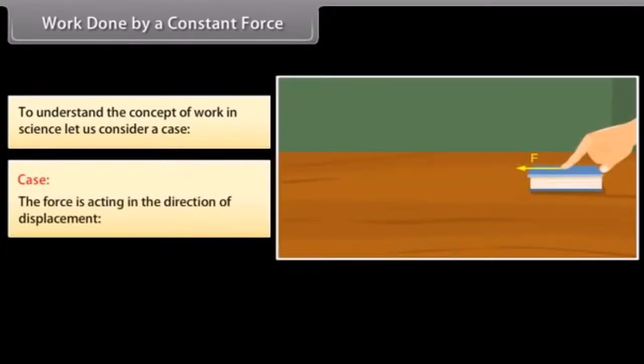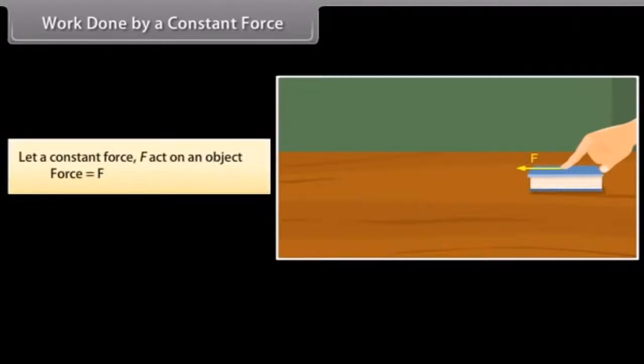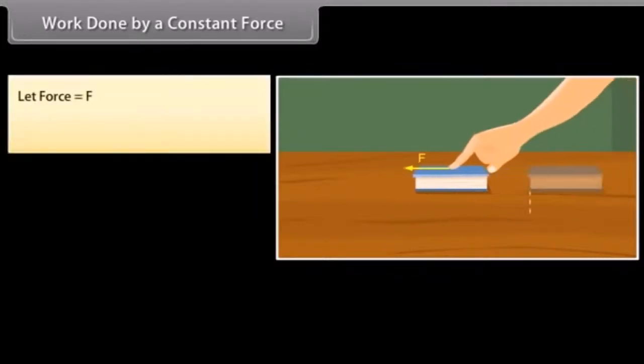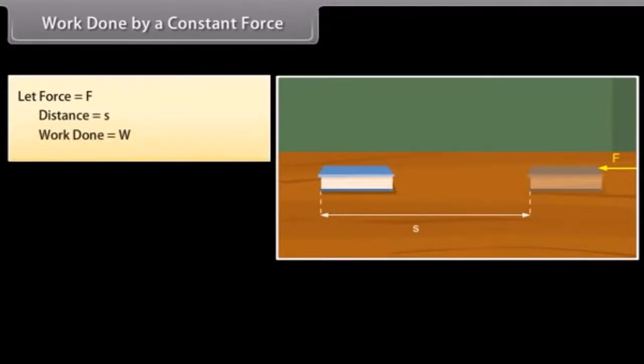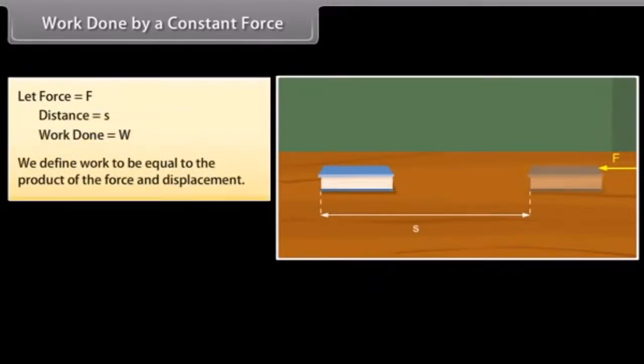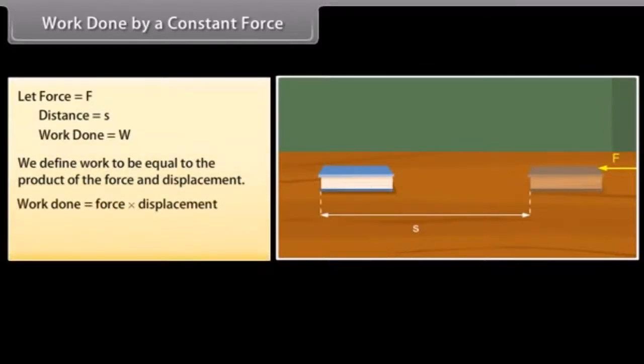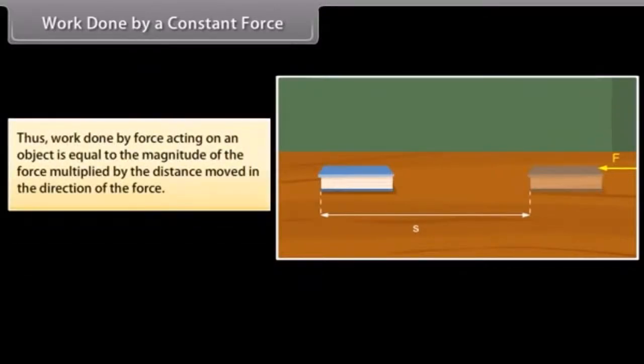Work done by a constant force. To understand the concept of work in science, let us consider a case. Case is, the force is acting in the direction of displacement. Let a constant force F act on an object. Let the object be displaced through a distance S in the direction of the force. Let W be the work done. We define work to be equal to the product of the force and displacement. Work done is equal to force into displacement, or W is equal to F into S. Thus, work done by force acting on an object is equal to the magnitude of the force multiplied by the distance moved in the direction of the force.